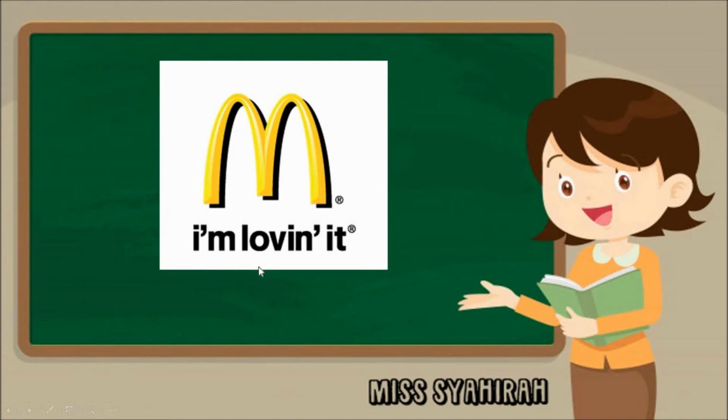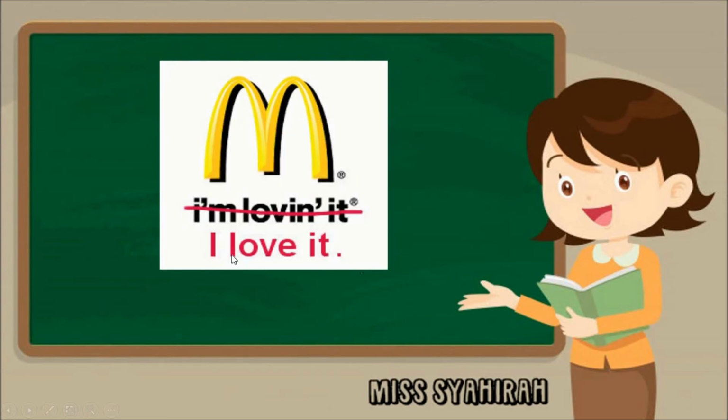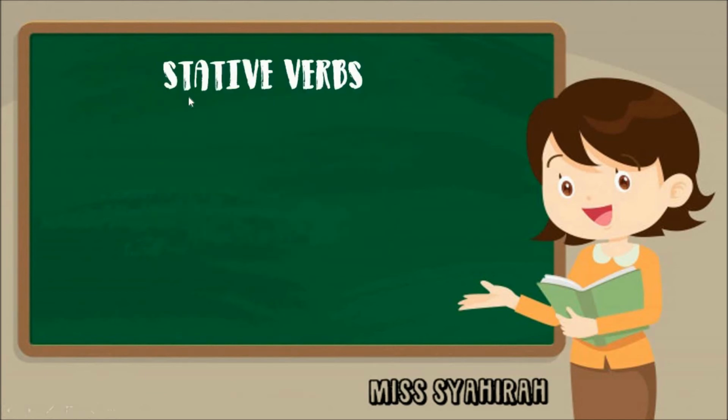Okay, so let's look at this. Is there something wrong with it? Ada yang salah tak grammar? Okay, actually there is. It's actually I love it. You don't say I'm loving it. No. Okay, why? Stative verbs.